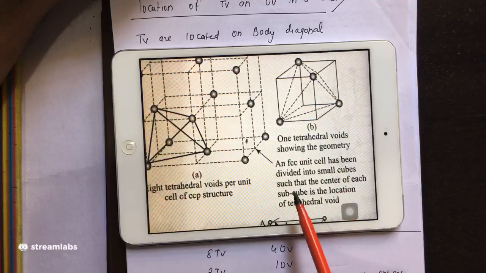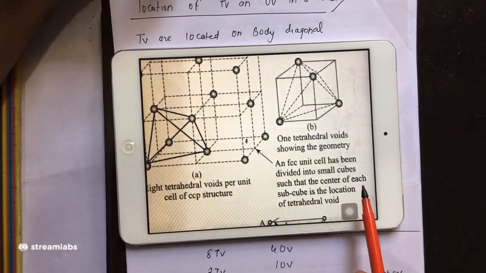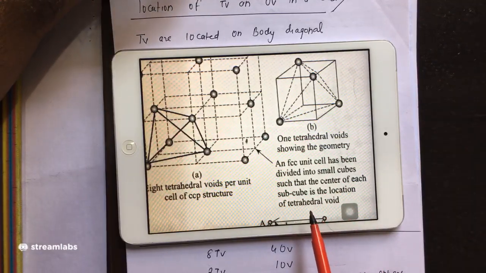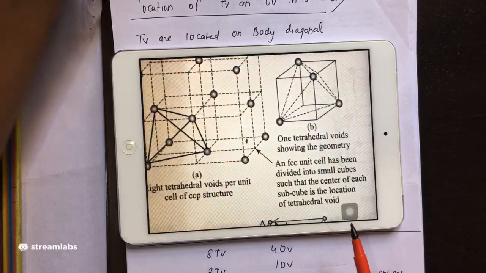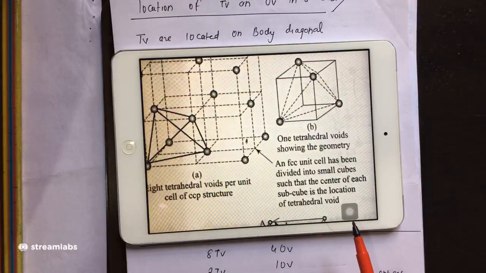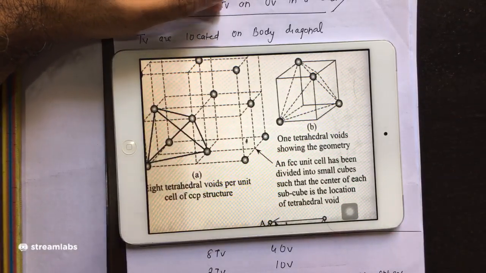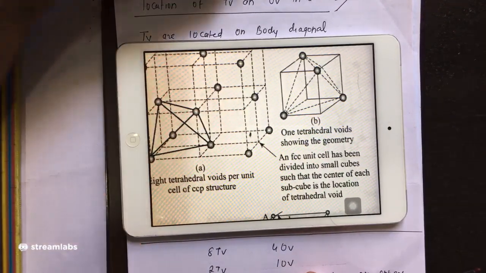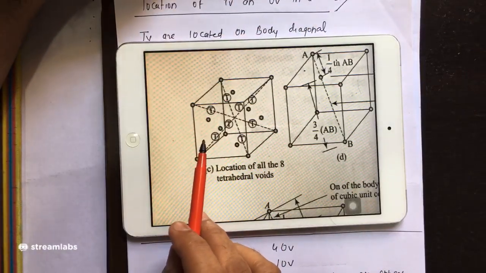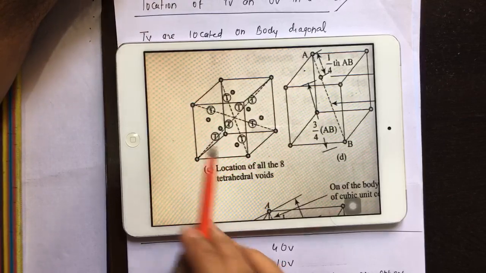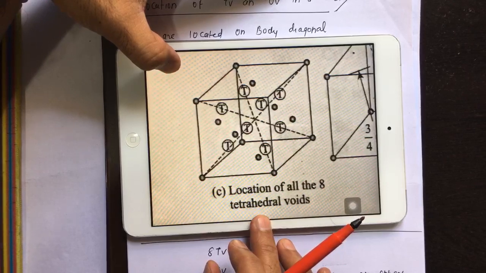An FCC unit cell has been divided into small cubes. We have divided it into small cubes such that the center of each subcube is the location of the tetrahedral void. So I hope you have understood the arrangement of the tetrahedral void. It is located in the body diagonals. Similarly, if you talk about the octahedral voids, I'll show you the octahedral voids also. This is what I've shown you earlier, that T means the tetrahedral void, which are present in the body diagonal. So this is the body diagonal we have. You can see the arrangement.